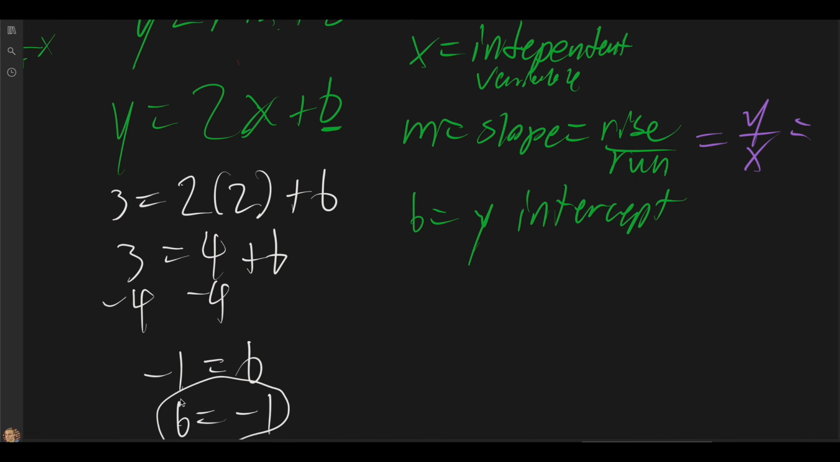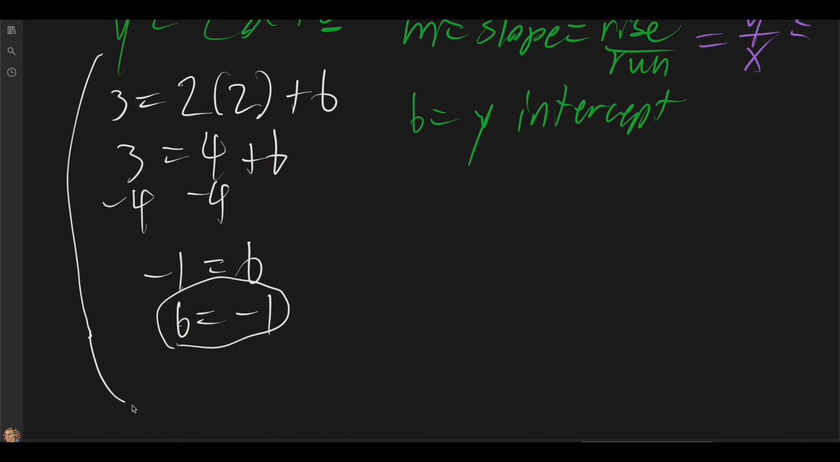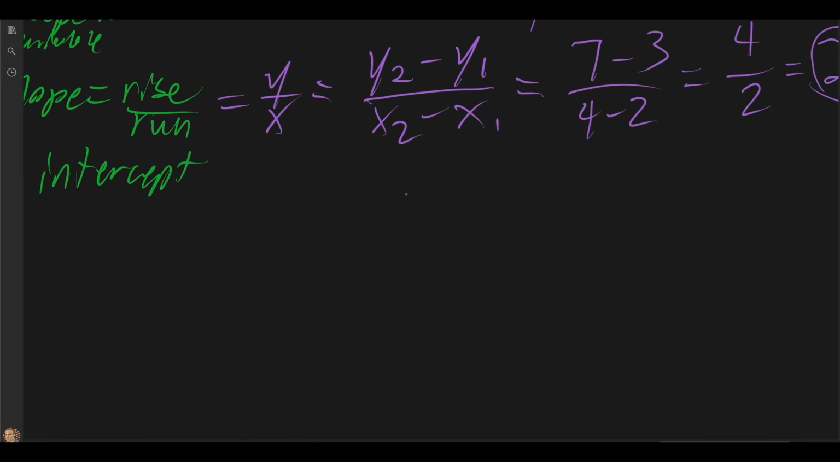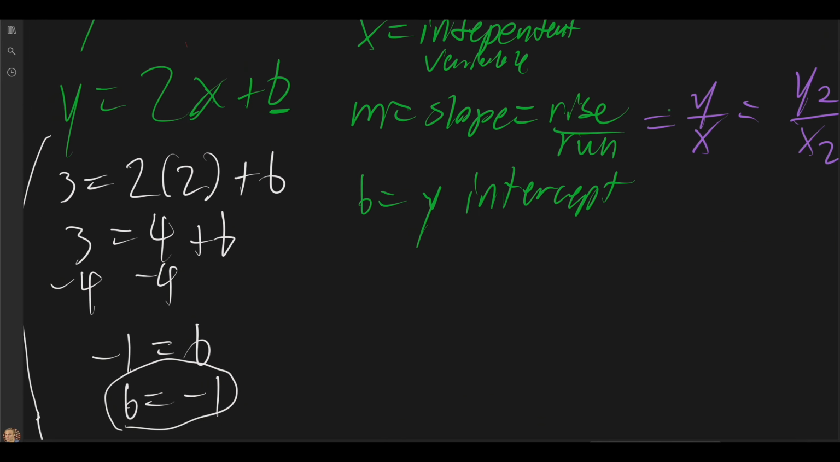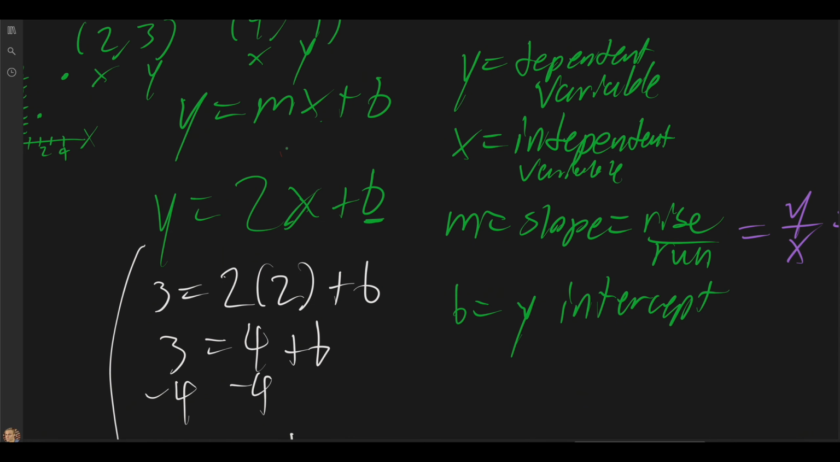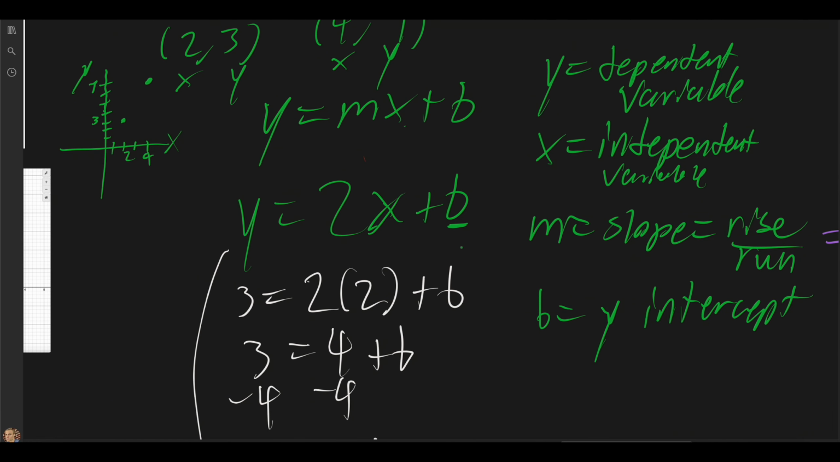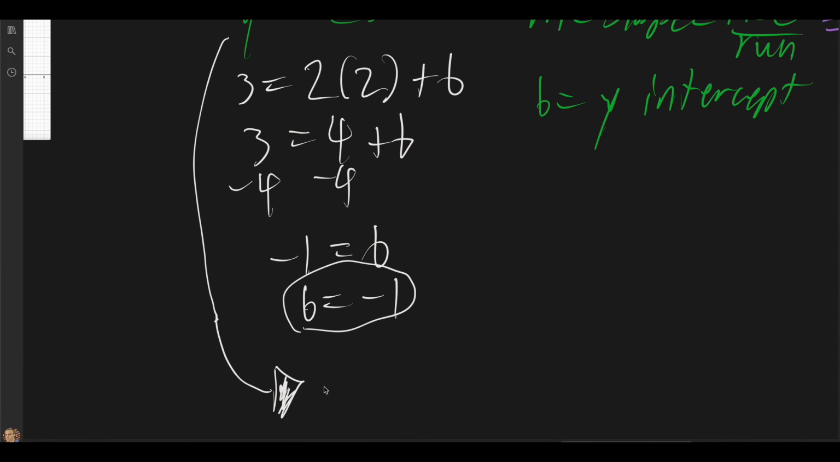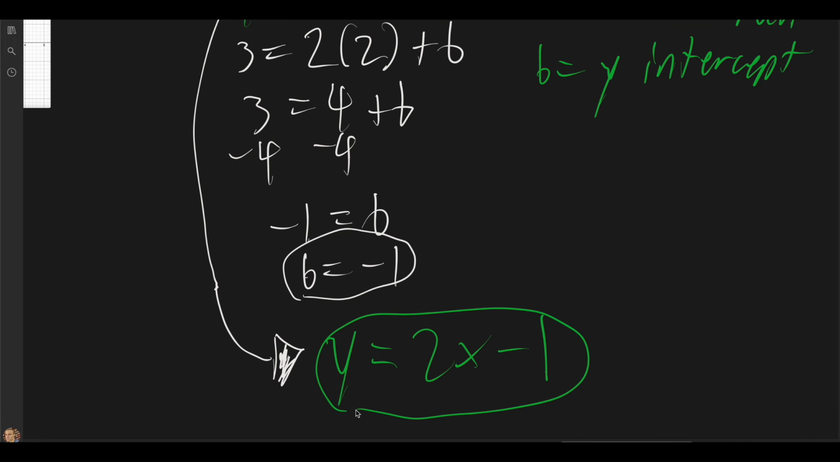Once we've found that, we put it in our full equation. Therefore, our whole formula altogether: we already figured out the slope was 2, and to figure out the y-intercept, we plugged x and y in. Our equation is going to be y equals 2x minus 1, since we have the -1 here. And that is our answer.